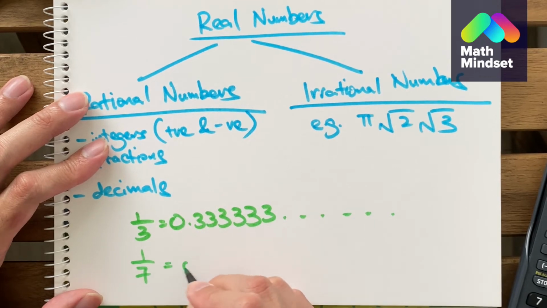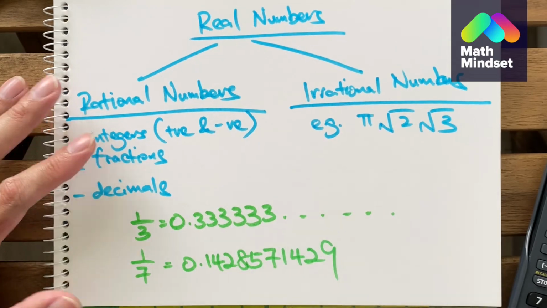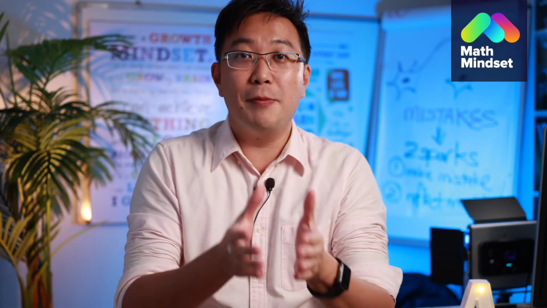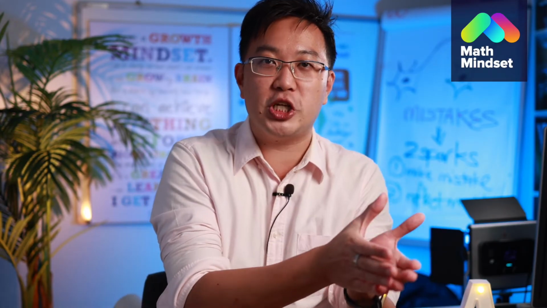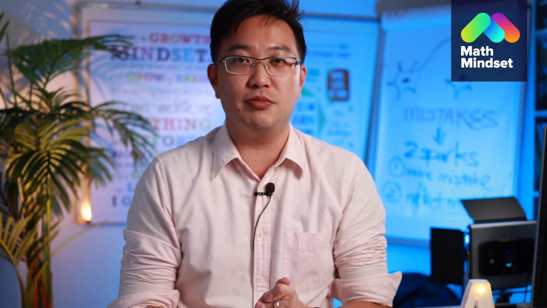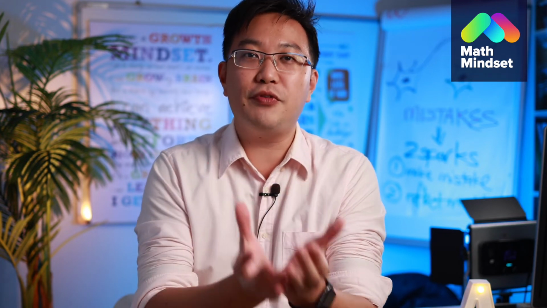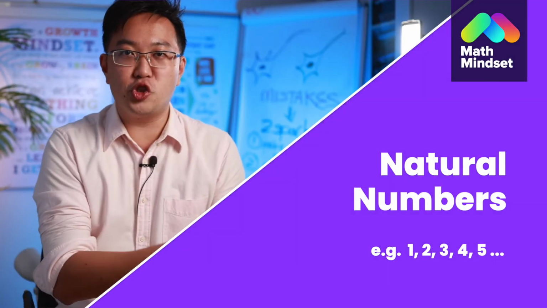And 1/7, which is 0.1428571429, is considered a rational number because it can be expressed as a fraction. Whereas square root 2 is not considered rational numbers because there's no way we can express square root 2 as a fraction. You might have heard of natural numbers.